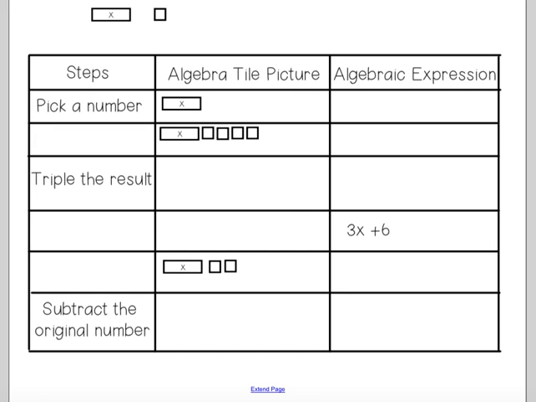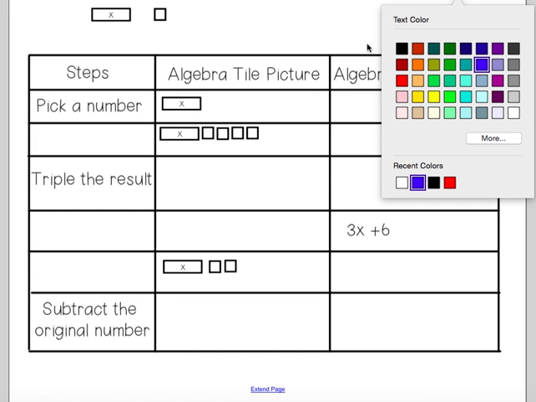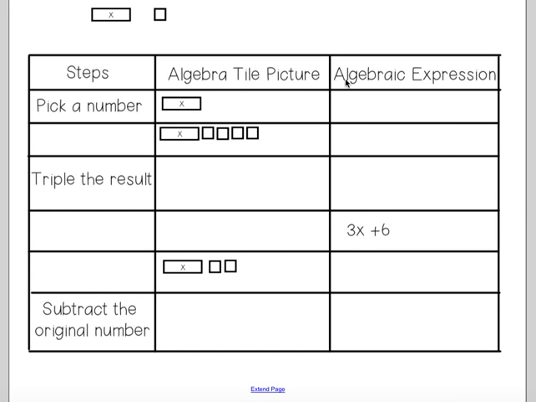X. And when we're talking about our algebraic expression, we're looking to see what tiles we have and how we can write the name of those tiles. So in this step, our pick a number step, the only tile we have is X, so our algebraic expression is X. We remember from 7.3.4 that algebraic expressions mean there's no equal sign.